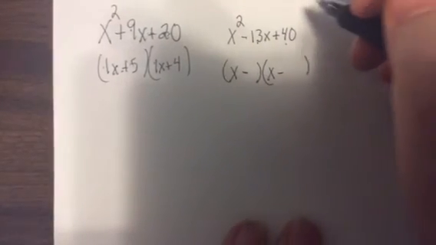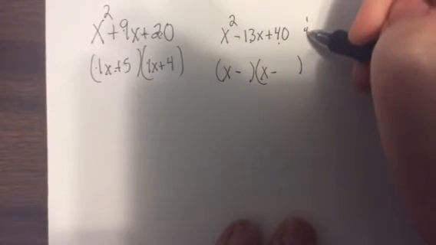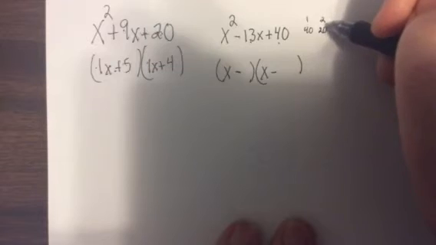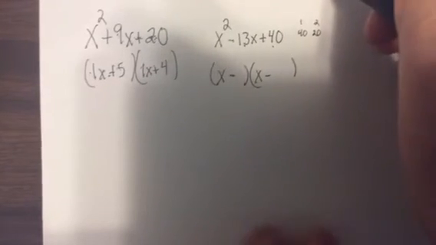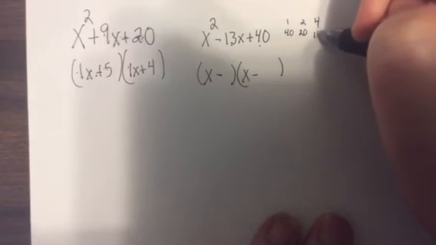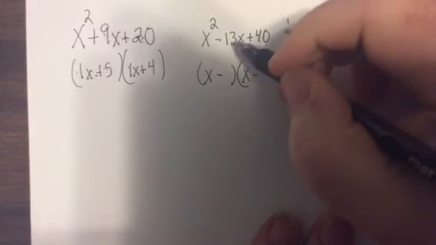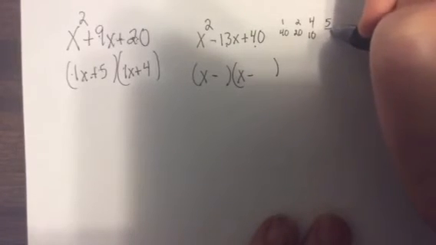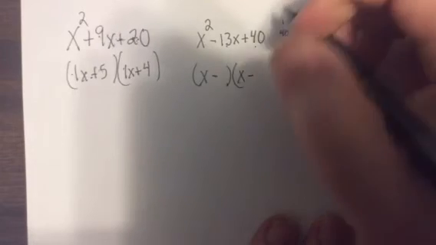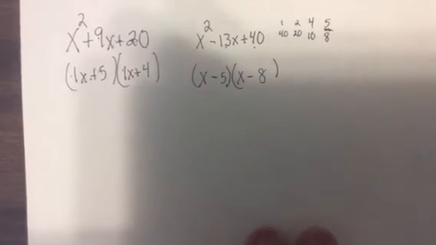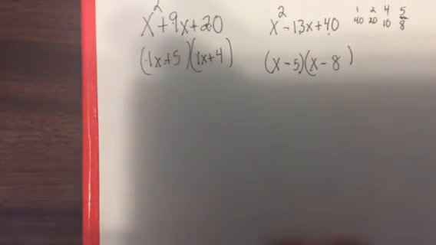Now if you're not good at this, just start at 1. 1 and 40. No, that'd be 41. 2 and 20. 2 plus 20 is 22. No. 3 doesn't go into 40. 4 and 10. Wow, that's close. 4 plus 10 is 14, but that's 13. Shoot. 5 and 8. Oh, I don't know why I put a little mark there. Sorry. 5 plus 8 is 13. Yeah, that's it. So not too bad.